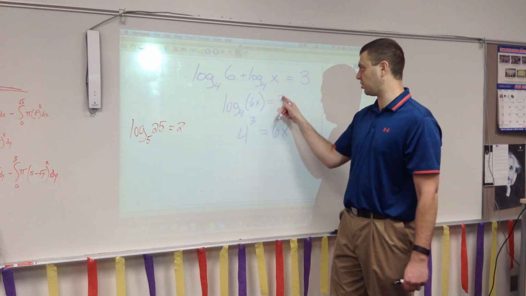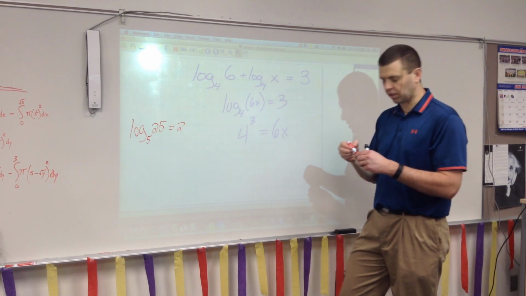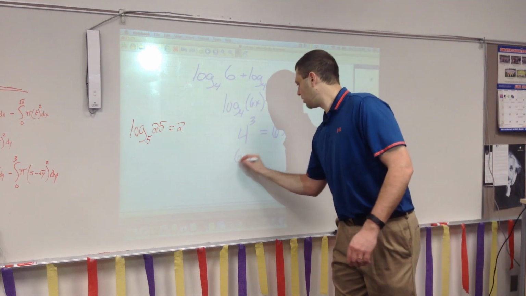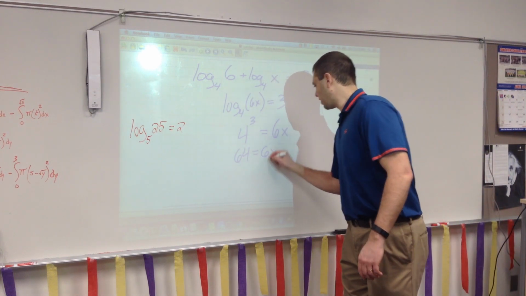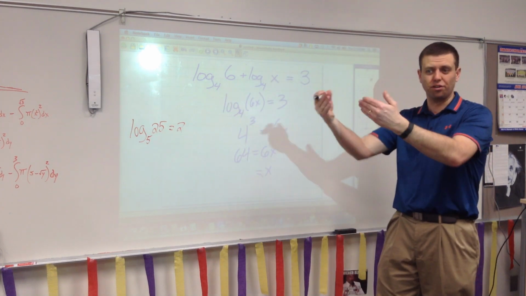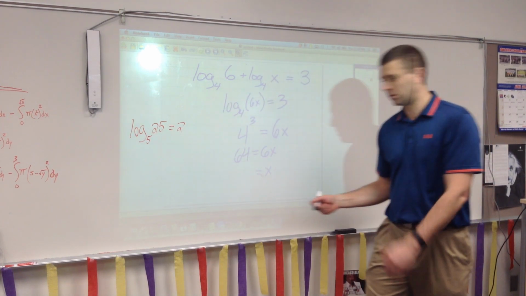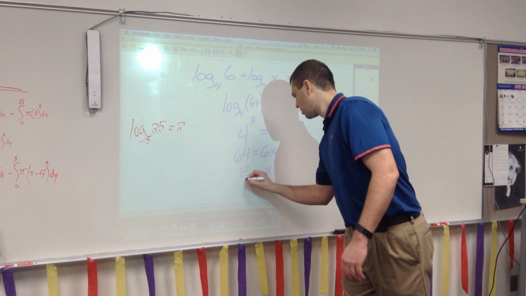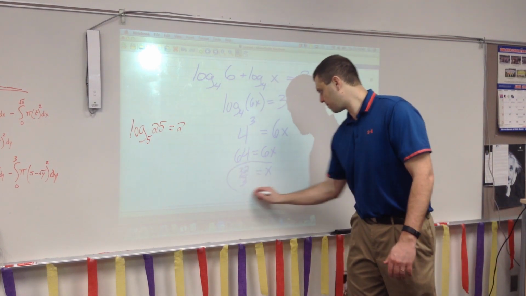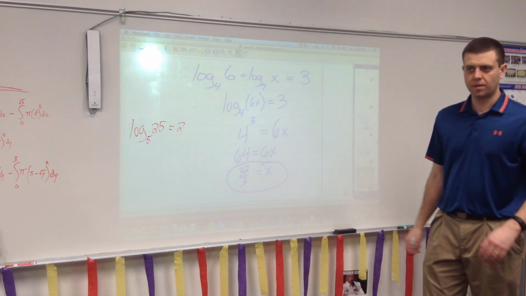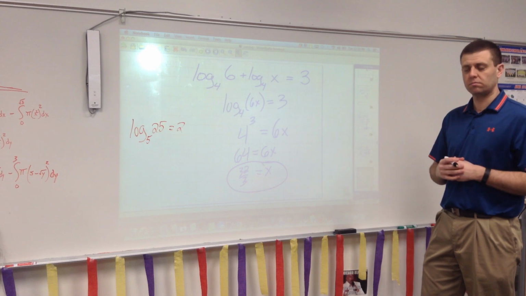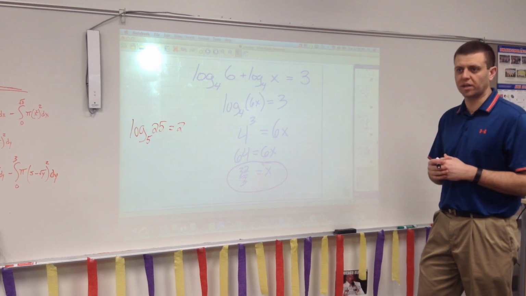So 4 raised to the 3rd power has to equal 6x. 4 to the 3rd is 64. 64 equals 6x. Divide both sides by 6, I get 64 over 6, 32 over 3, right? If I just put a decimal in, it's 10.6 repeating. Big difference. 32 thirds, 10.6 repeating, or 10.7 to the nearest tenth.